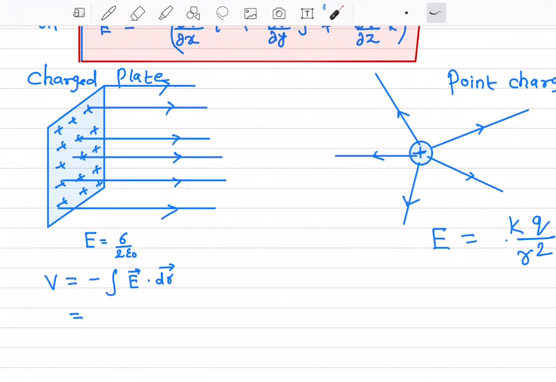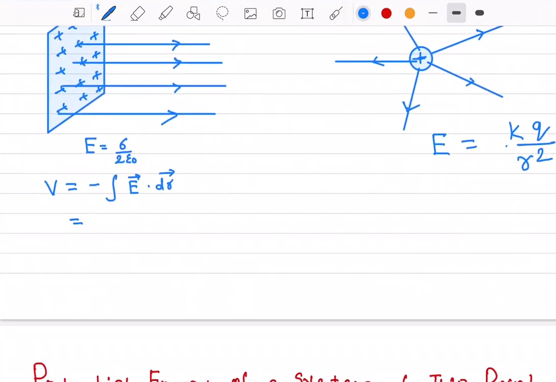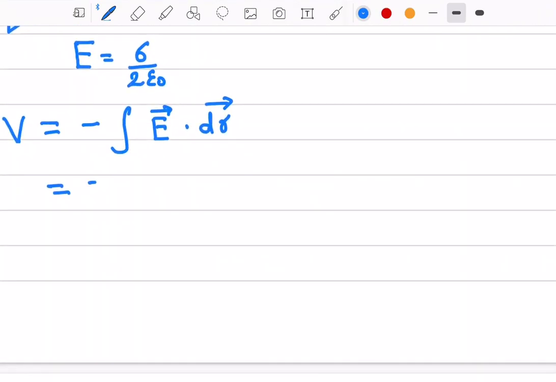So at any point if I measure, this will be the equipotential surface. There is no variation of electric field along this direction. The electric field is only along the x direction. So you have only one component of electric field. There is no component along the y direction. If this is the x direction, then the electric field is only along the x direction. You won't get electric field along the y direction, only along the x direction.